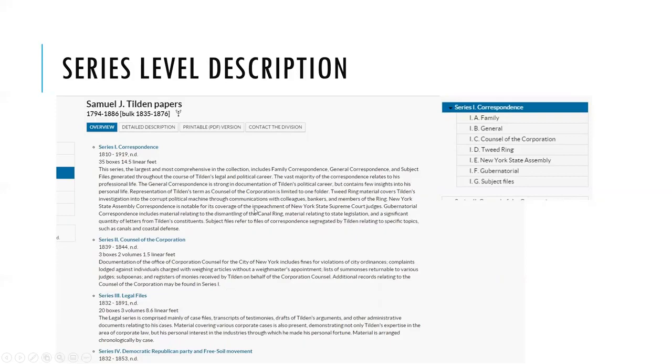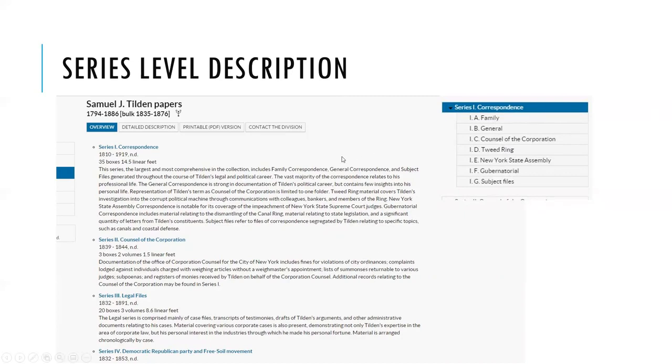And if you think of a box as possibly consisting of dozens and dozens of folders or thousands and thousands of documents, you're still kind of hunting for a needle in a haystack. And there may be sub-series as well. So we have series 1, correspondence, and then it's broken down into different sub-series. So within the correspondence, there's a sub-series just of correspondence related to his family, to the Tweed ring, to his gubernatorial term, and to more generally subject files.